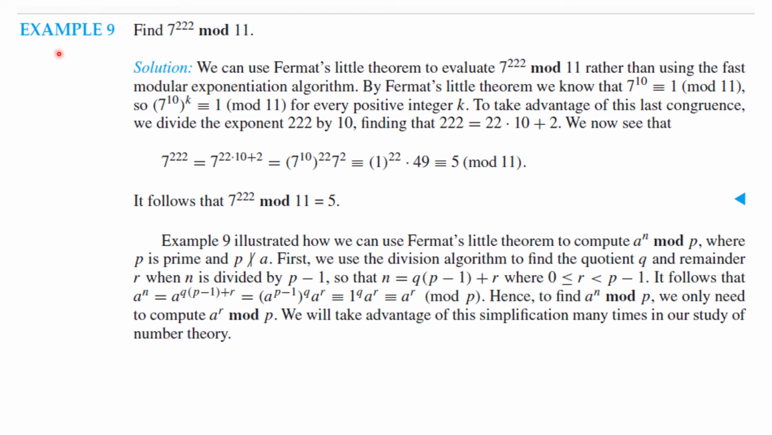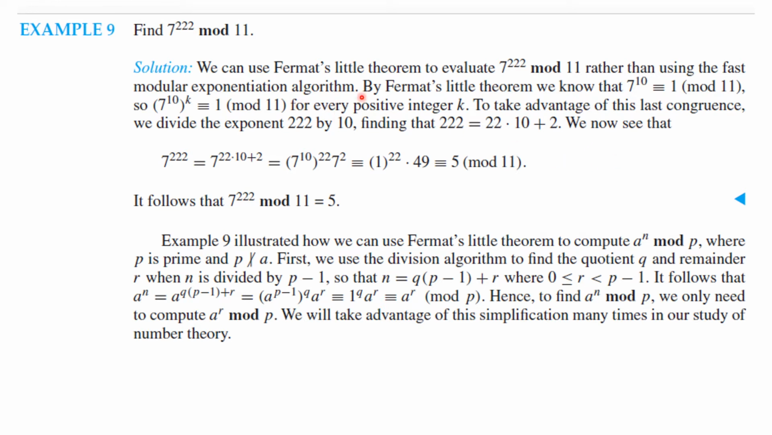But now let's move to an application of Fermat's theorem, which I've also asked on exams. So we want to find 7 to the 222 mod 11. Now you might think, wow, that's a horrible calculation. Not so bad, because we're going to use Fermat's little theorem to calculate that mod 11, instead of using the fast modular exponentiation algorithm that we covered earlier.